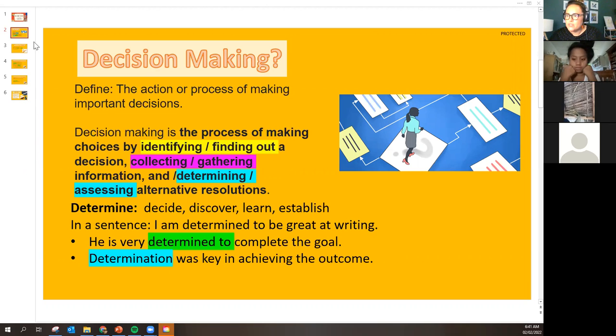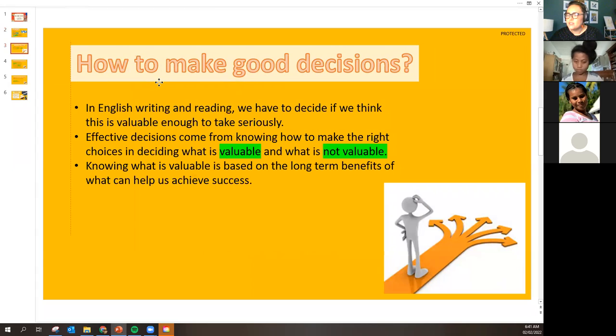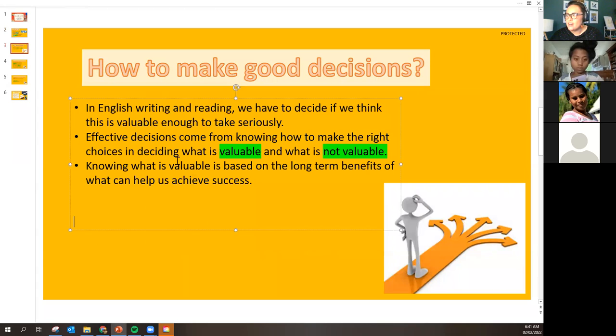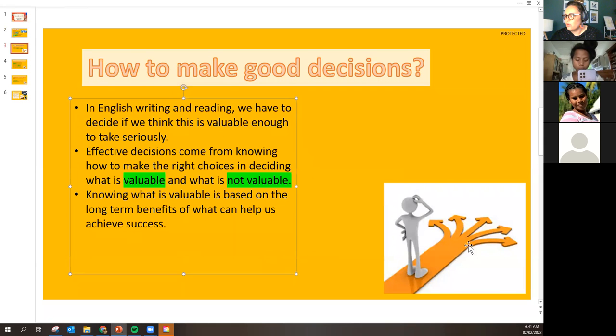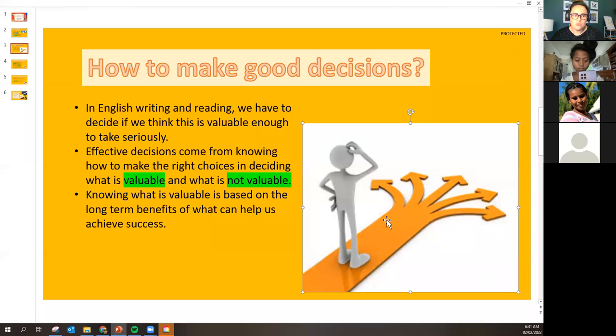Okay, I'll move on to the next slide. So, how to make good decisions. This is a great slide. So how can we make good decisions? Look at this image on the bottom right-hand corner. What do you think this image is saying or showing, illustrating?